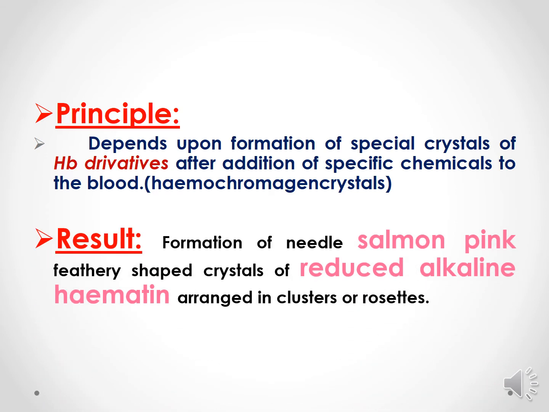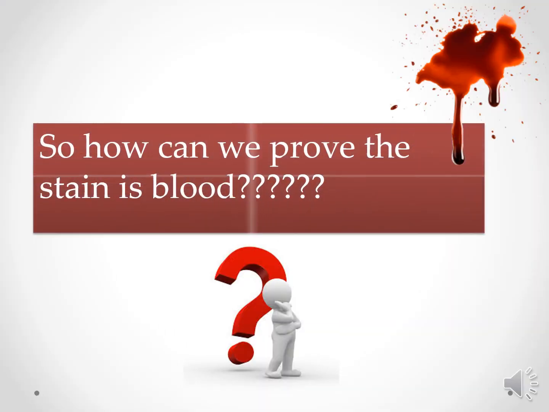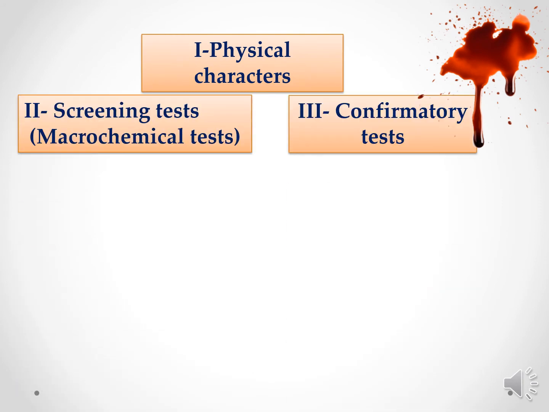Result: formation of needle, salmon pink, feathery shaped crystals of reduced alkaline hematine arranged in clusters or rosettes. Good, positive.